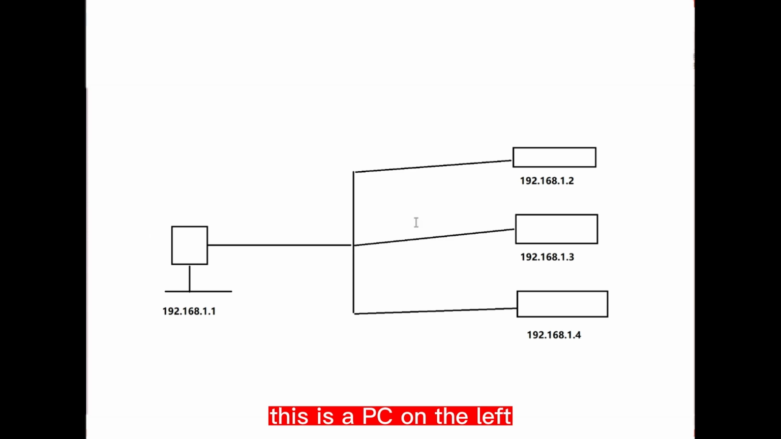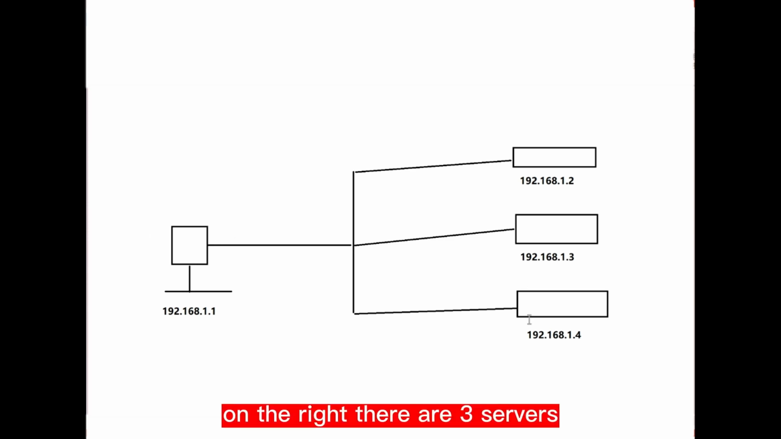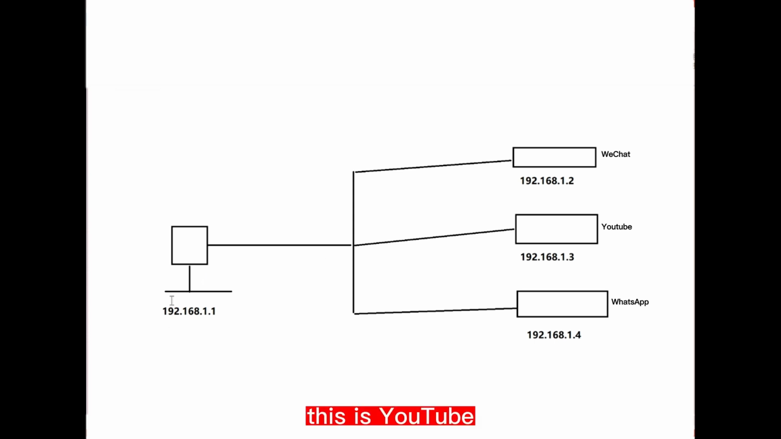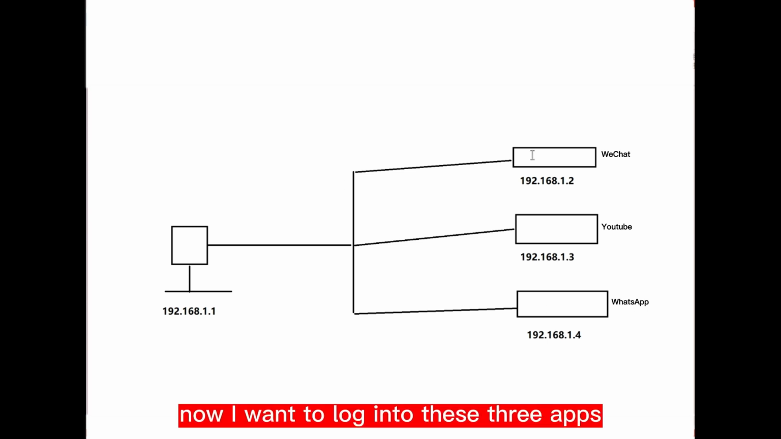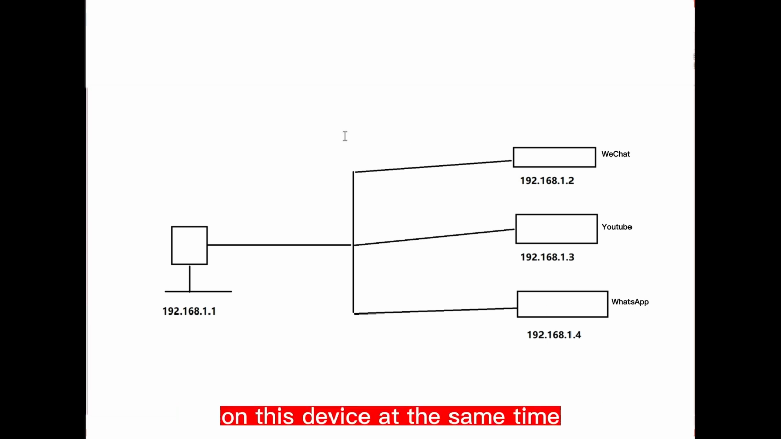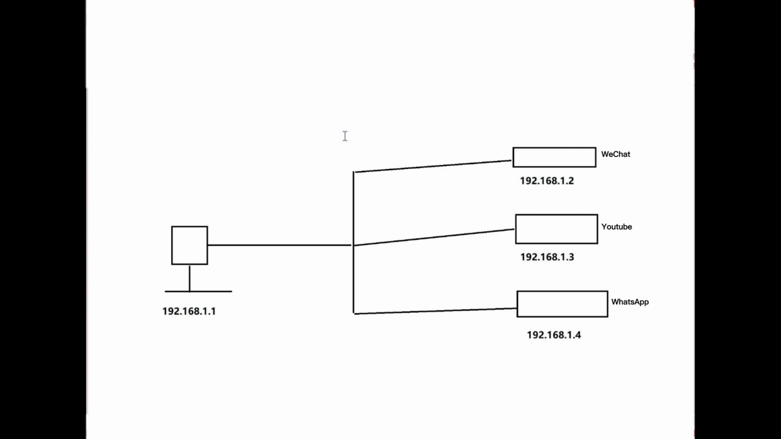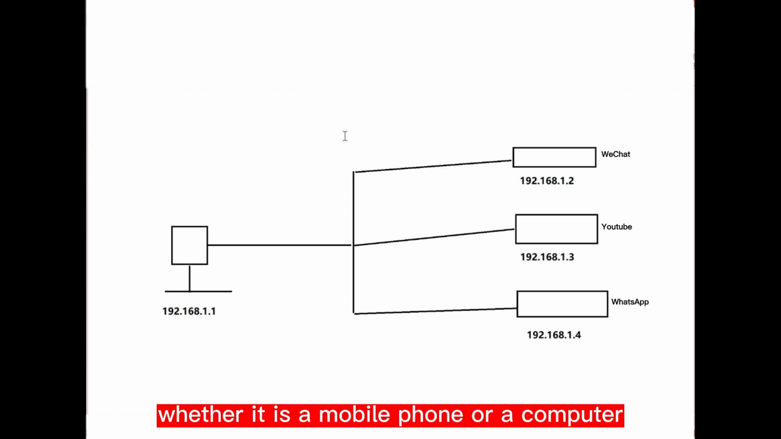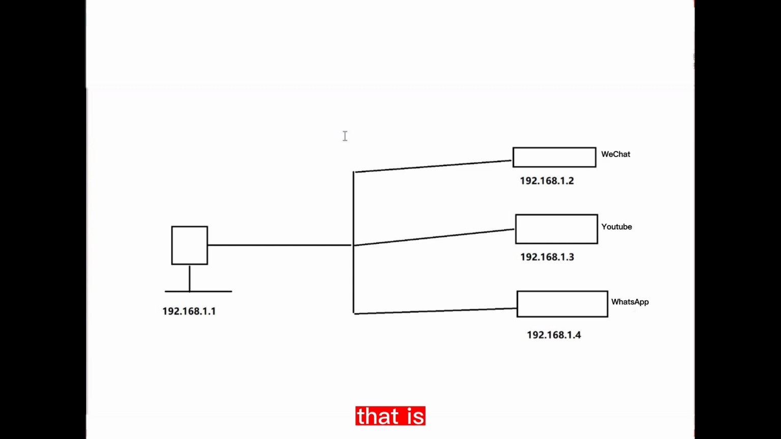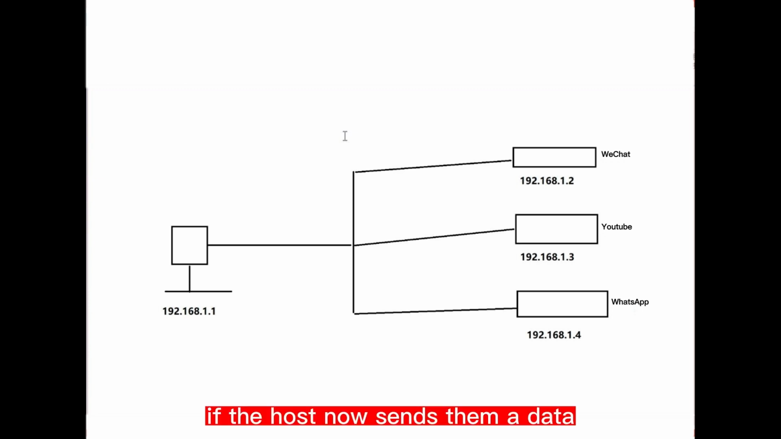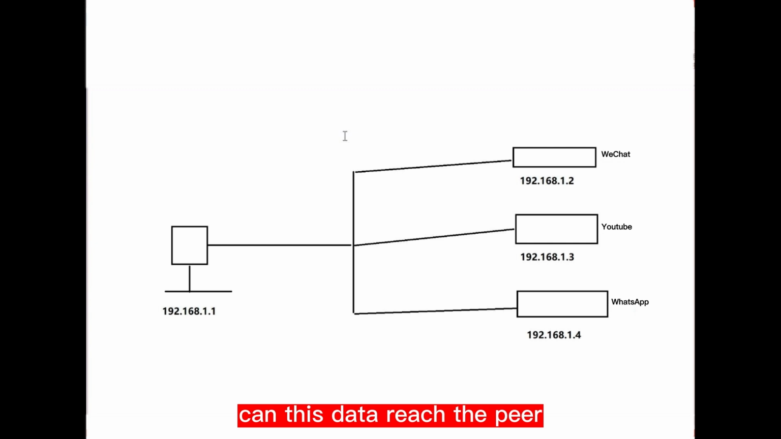This is a PC on the left. On the right there are 3 servers. Suppose this is WeChat. This is YouTube. This is WhatsApp. Now I want to log into these 3 apps on this device at the same time, whether it is a mobile phone or a computer. That is, I want to access the 3 servers corresponding to them. So now I ask you a question. If the host now sends them data, can this data reach the peer?